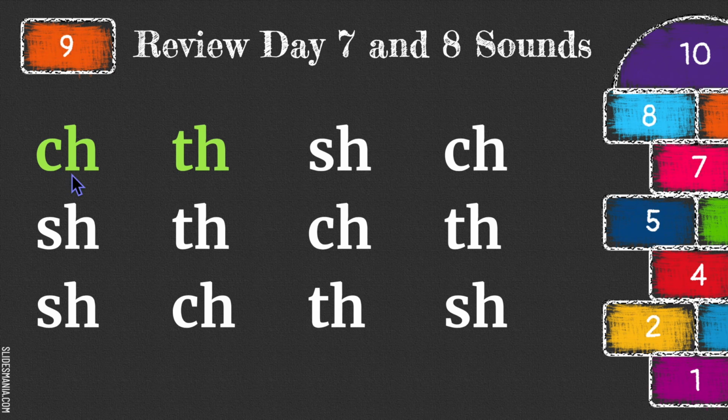Remember, CH has 3 sounds. The most common one is ch. The second most common is k, like in school. And the third is sh, like in the word chef. So when we see CH, we want to do all 3 sounds and in the order of how common they are. So ch, k, sh. TH has 2 sounds, the unvoiced sound of th, like in thin, and the voiced sound of th, like in this. So when I point to TH, make sure to do both sounds, th and th, in that order.